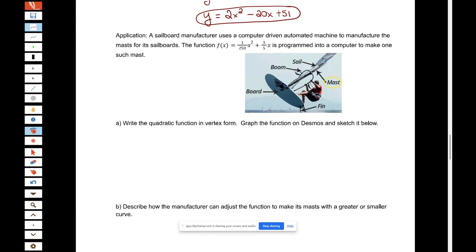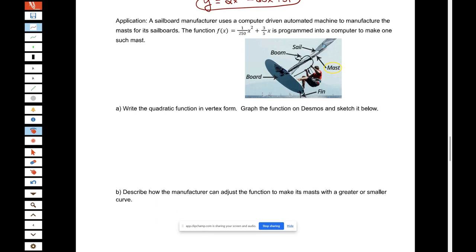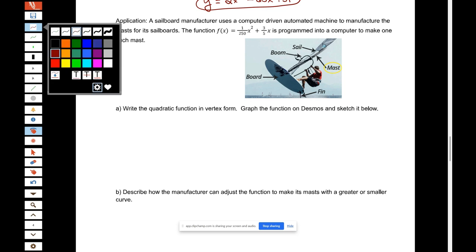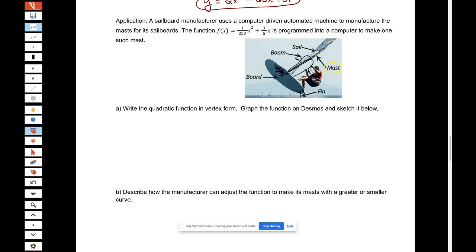All right. A sailboard manufacturer. Okay, we're doing an application problem that uses this now. It uses a computer-driven automated machine to manufacture the masts for its sailboats. Here's a function programmed into the computer to make one such mast. Okay, so this is the mast for the sailboard. Write the quadratic function in vertex form, graph it on Desmos, and sketch it below. Well, we're going to do it a different way.